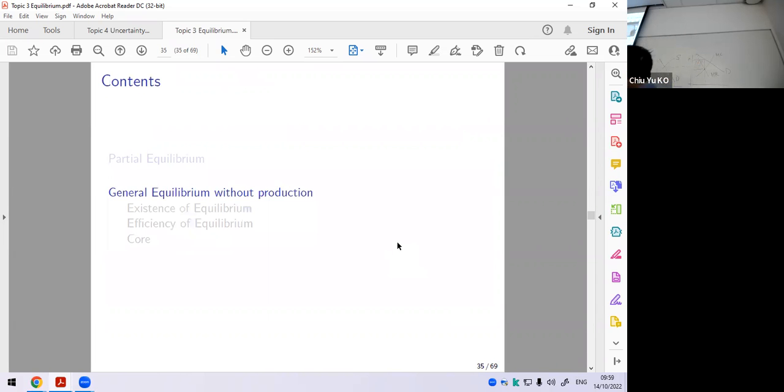So I guess I'll quickly go to general equilibrium. I hope I can finish this set of slides today, and then we talk about uncertainty today, because I guess we are pretty much behind schedule. But there are too many things. I don't know what to cut.